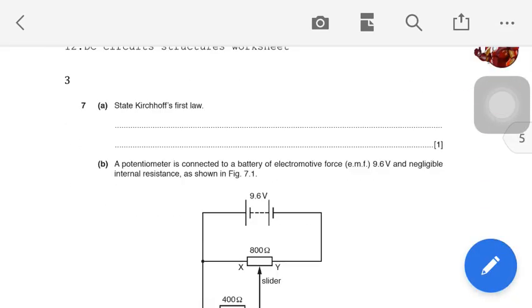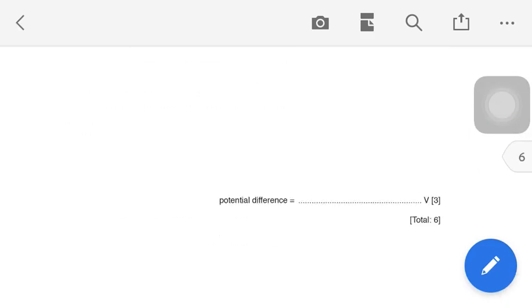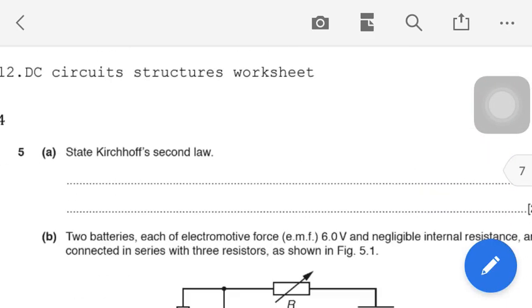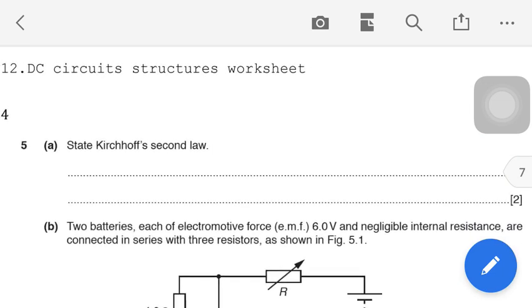Then if you go to question 4, state Kirchhoff's second law. There was a student who knew both the laws, but he was confused which is the first one and second one. So you should not only know the laws, but you should also know the correct number.